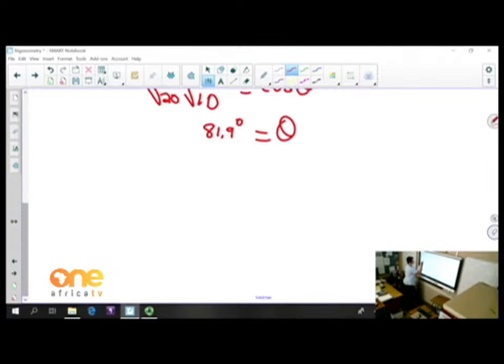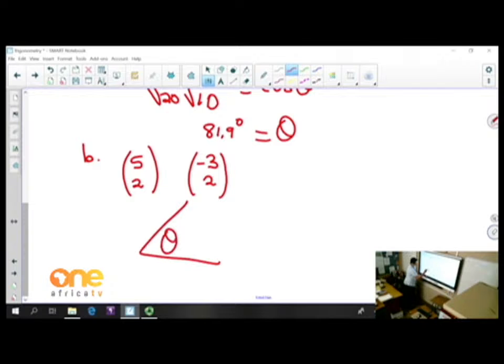Okay, the next one is number b. This column vector is (5, 2), and the second one (-3, 2). I have to find the angle between these two vectors. So that is the angle that you want to find, arms out. What is the formula? A dot B is equal to magnitude A, magnitude B, cosine theta. That is your angle then there.